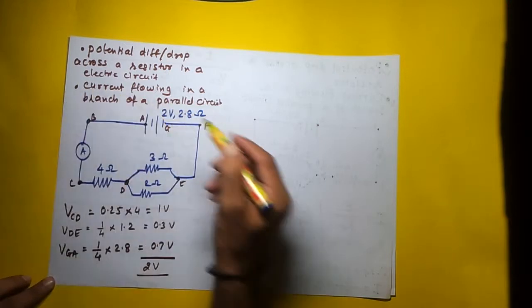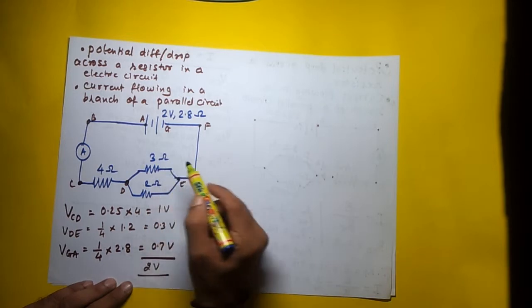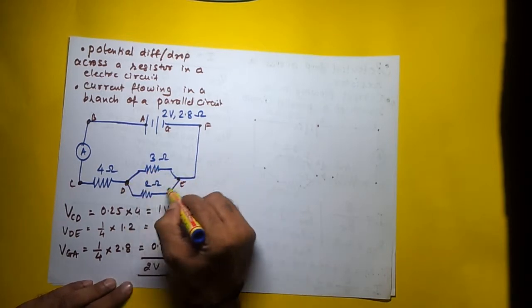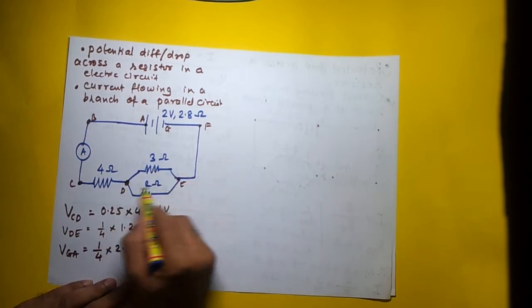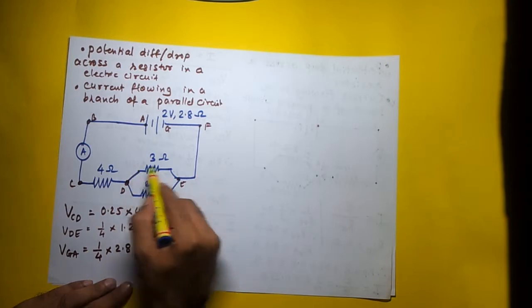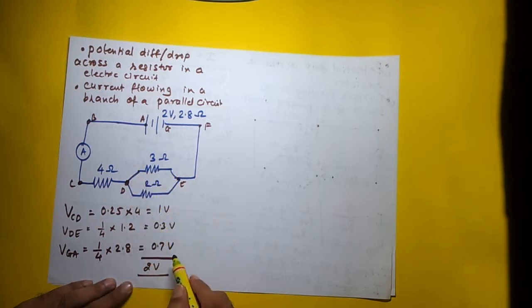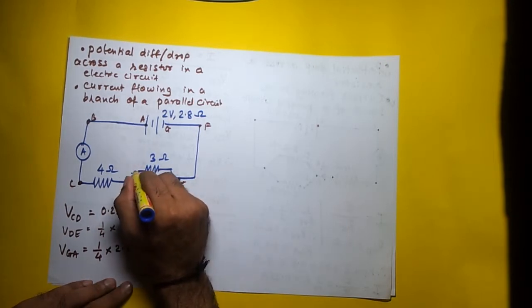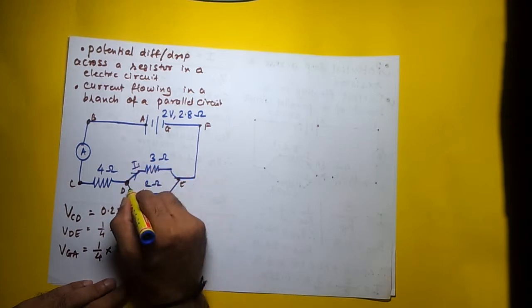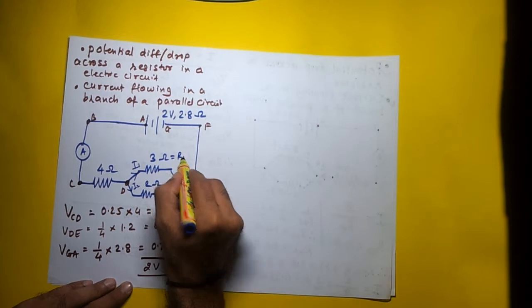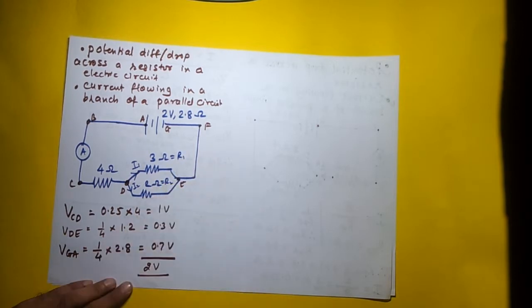Let's move to the second part, the current flowing in the parallel circuit. For that, we will focus our attention on this particular DE part, right? I want to find the current flowing in the 3 ohm resistor and the 2 ohm resistor. So I'll call this I1, the current flowing into the 3 ohm resistor, and I'll call this I2, and let us call this R1 and R2, right?